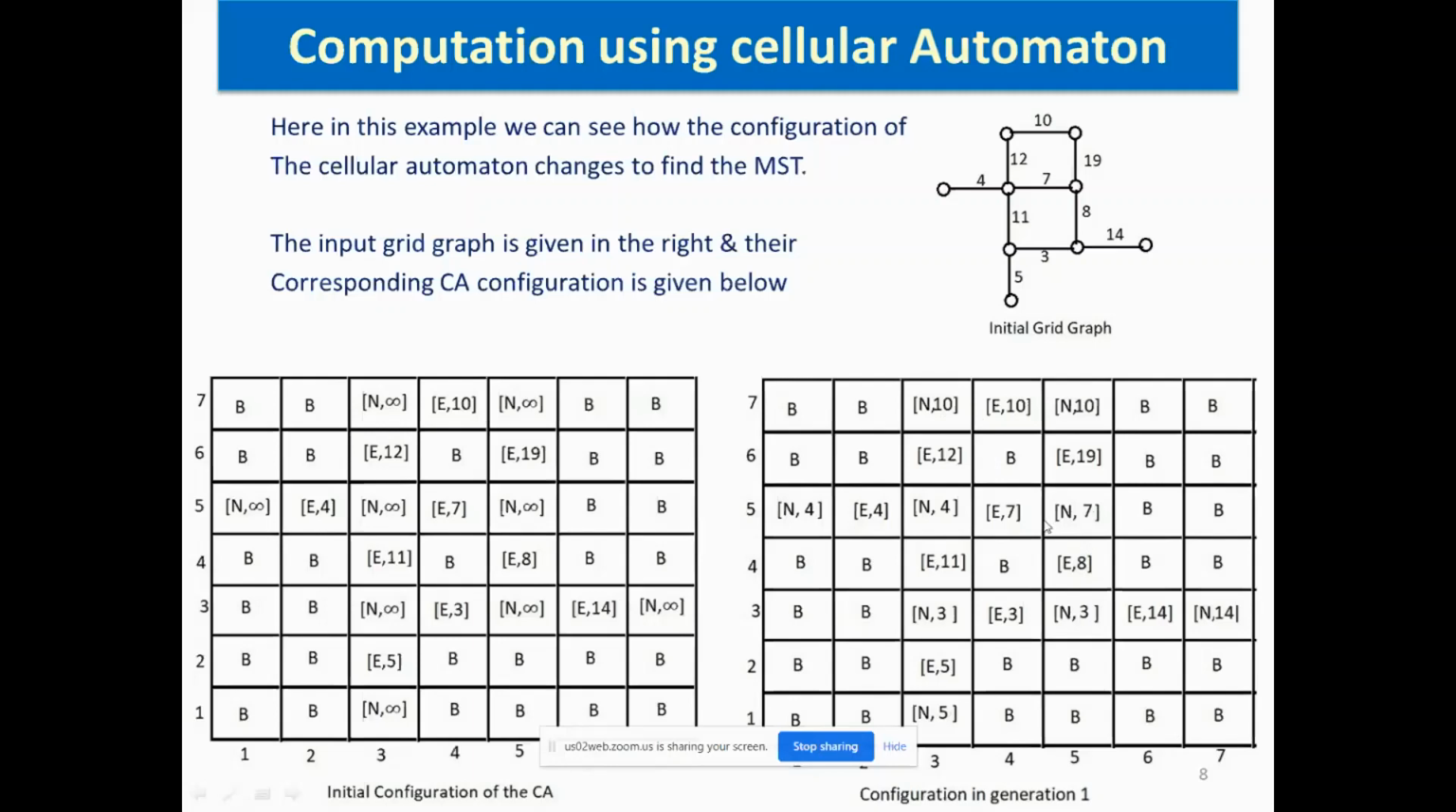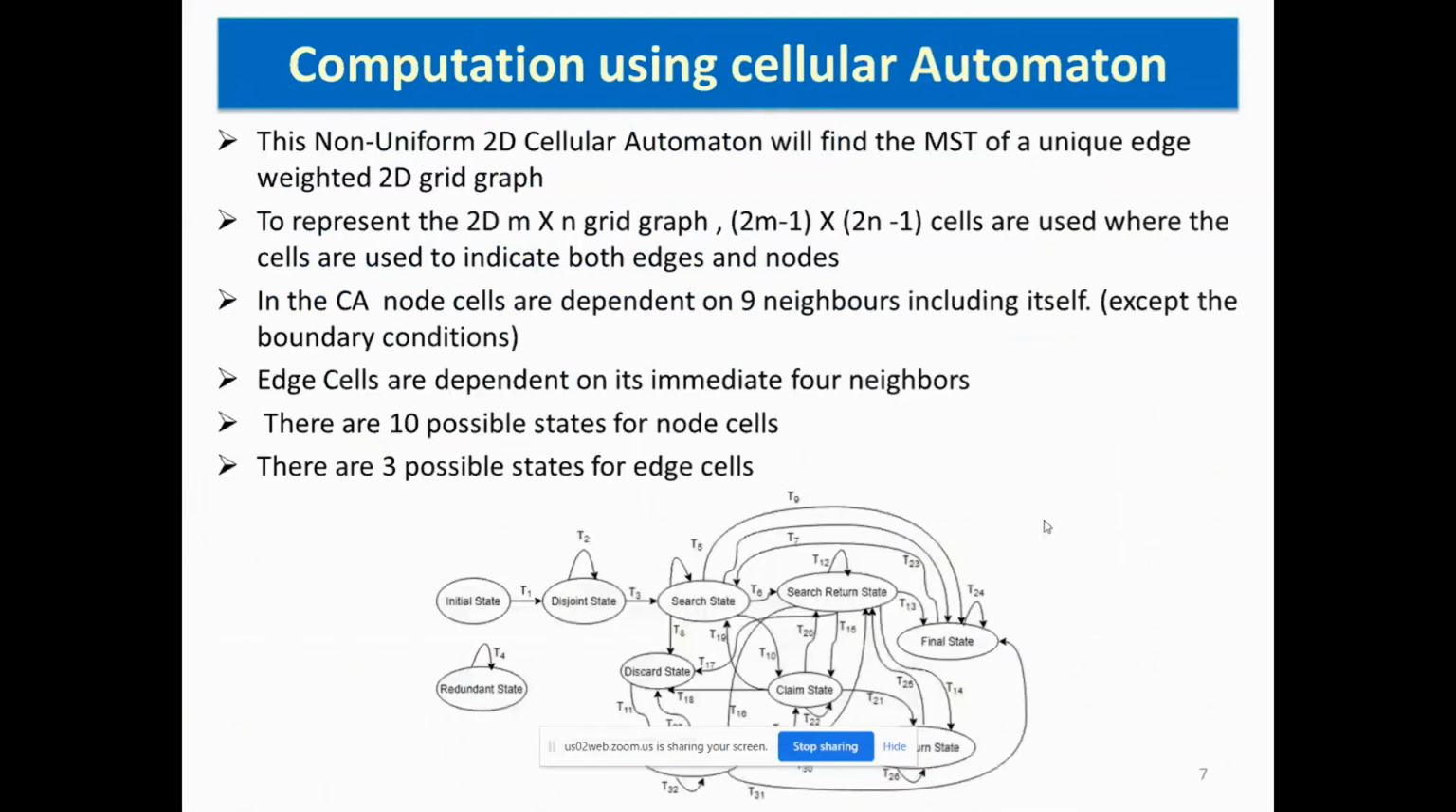So basically, in the first generation, what we are trying to achieve is that every node updates its value with the minimal outgoing edge it has among all its neighbors, and we are calling that state the disjoint state. And from there, the evolution of the configuration starts in order to reach the search state, which is nothing but where a search will be going on in a fragment.